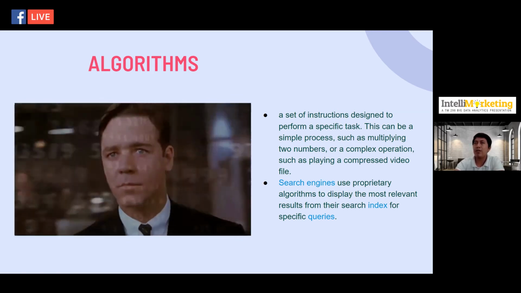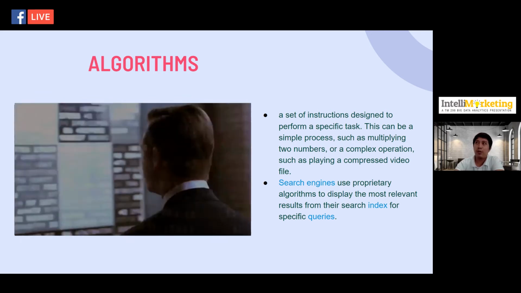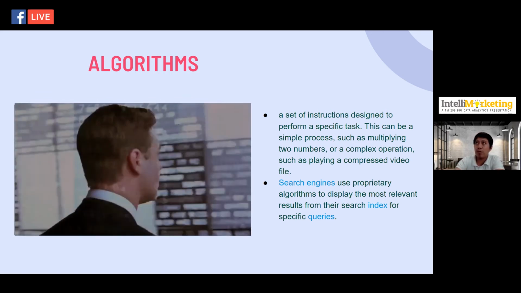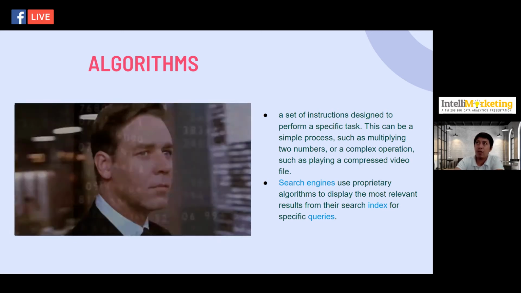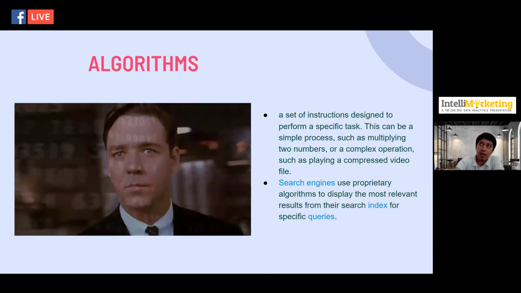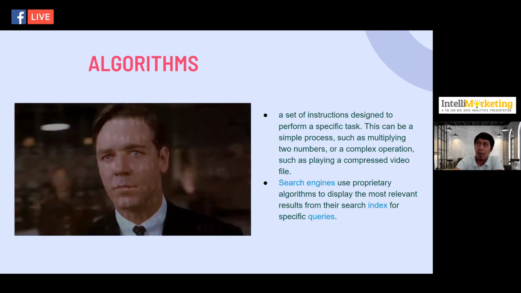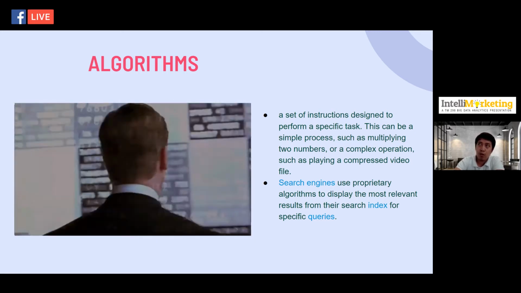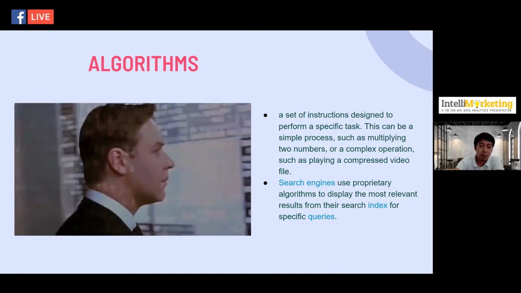So basically, this could be simple going to complex activities. One example is multiplying two numbers or a complex operation such as playing a compressed video file. We could also say that search engines are part of this, which use proprietary algorithms to display most relevant results from their search index for specific queries.